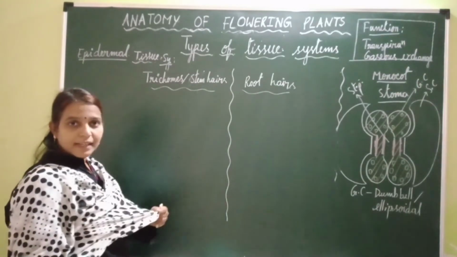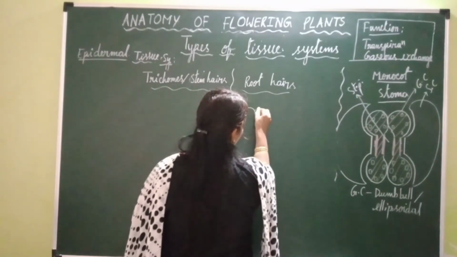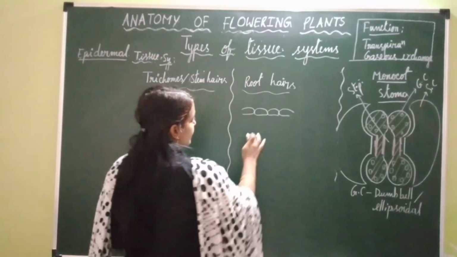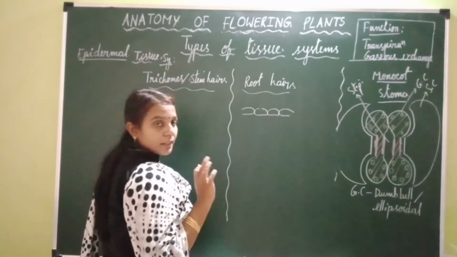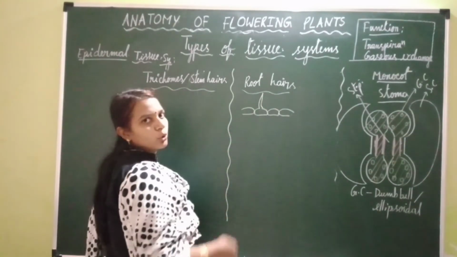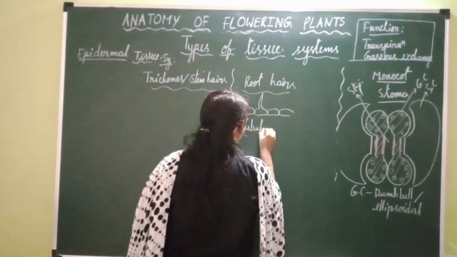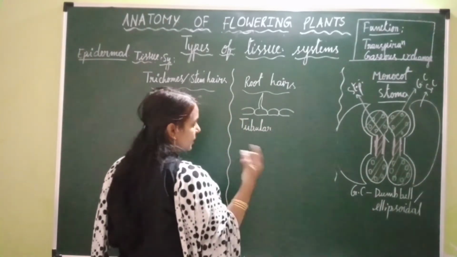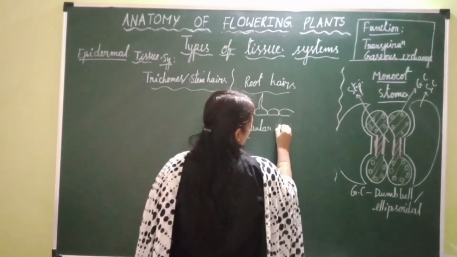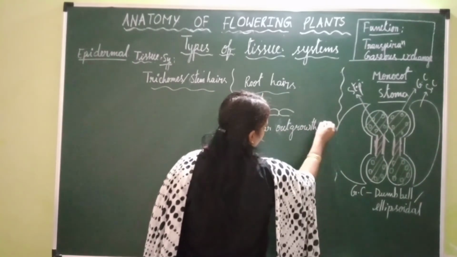Okay, so root hairs are epidermal elongations. Let's say this is the epidermis of the root. Some of the epidermal cells present in the root epidermis show elongation, or they form tubular outgrowths. These are called root hairs. So what is the function of root hairs? The function of root hairs is to absorb water and minerals from the soil. So they increase the absorption surface of roots. They are tubular outgrowths or tubular elongations of epidermal cells.